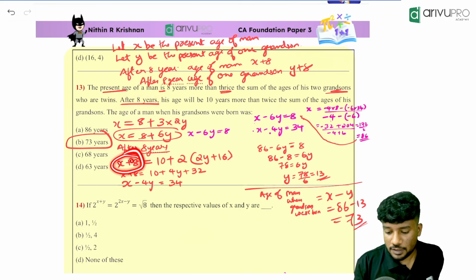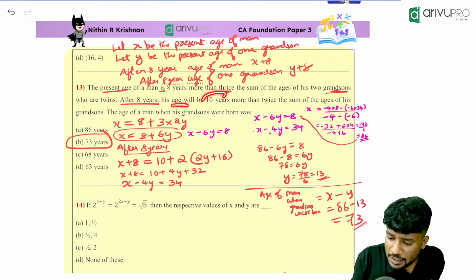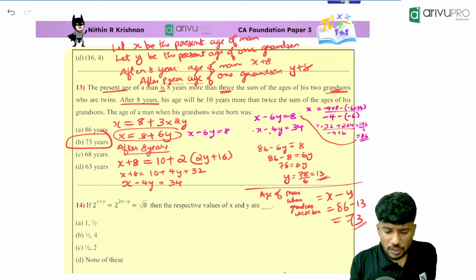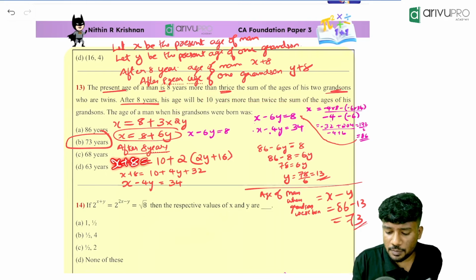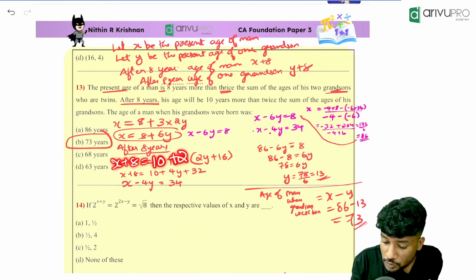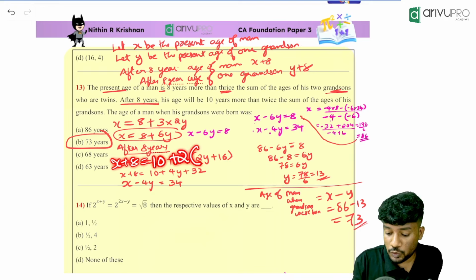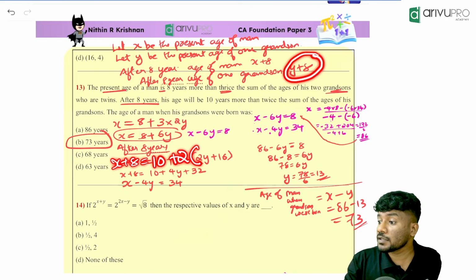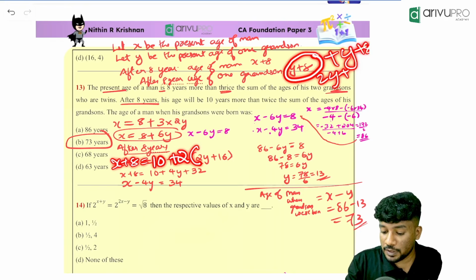X plus 8. Okay. His age will be 10 years more than twice the sum of the ages of the grandsons, is the question. So, X plus 8 is nothing but 10 years more than, means 10 plus, twice, 2 times the sum of the ages of the grandsons. Now, you tell me what is the age of one grandson? Y plus 8. What will be the sum for two grandsons then? Y plus 8 plus Y plus 8.